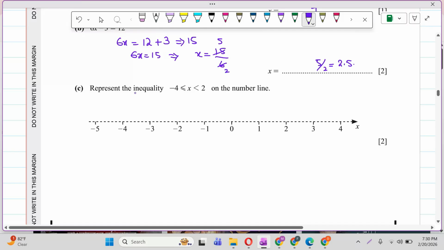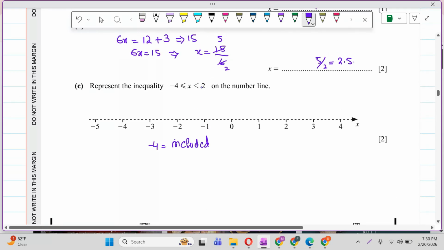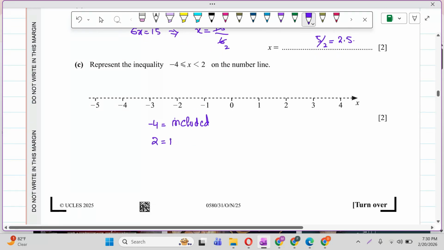Part C, represent the inequality x is less than 2 and greater than or equal to negative 4 on the number line. It can be seen that x is equal to negative 4, so it means negative 4 is included. Where x is less than 2, 2 is not included, or excluded. To show the inclusiveness, we will use the filled circle.